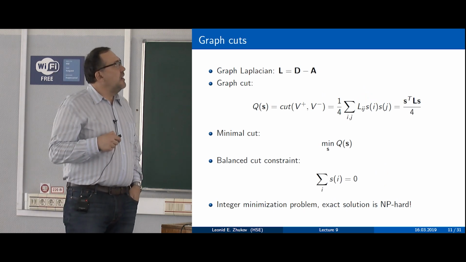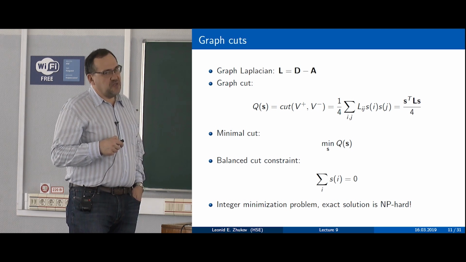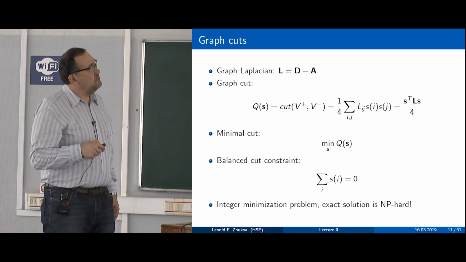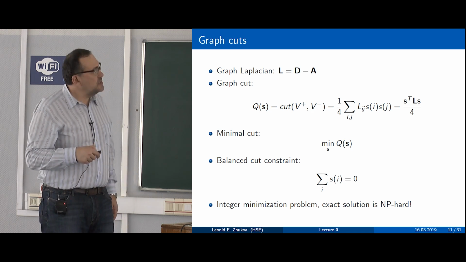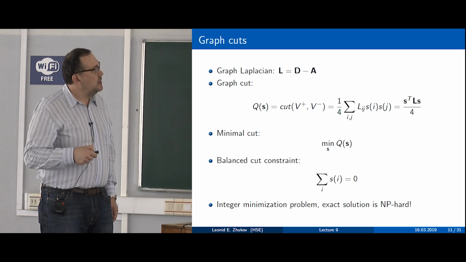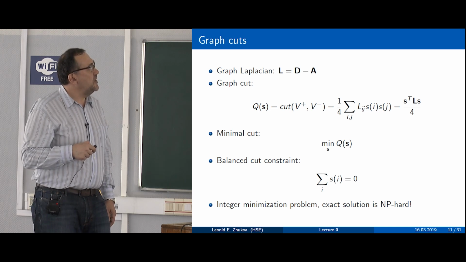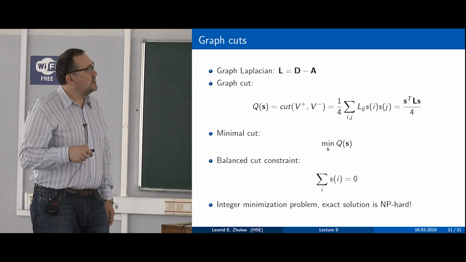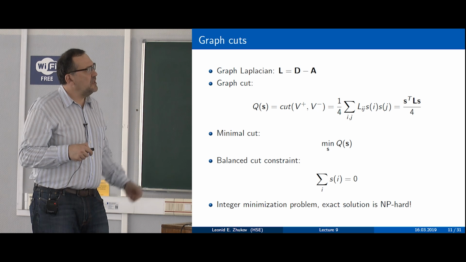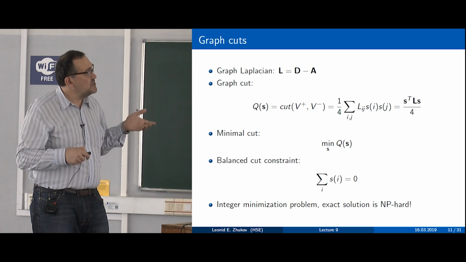So moving ahead. Again, this graph Laplacian is D minus A, and here I'm just using matrix notation. The graph cut we have been working with can be written as 1/4 sum of Lij, the graph Laplacian matrix, times Si Sj. Si is a label on node i, Sj is a label on node j. It can be either +1 or -1.